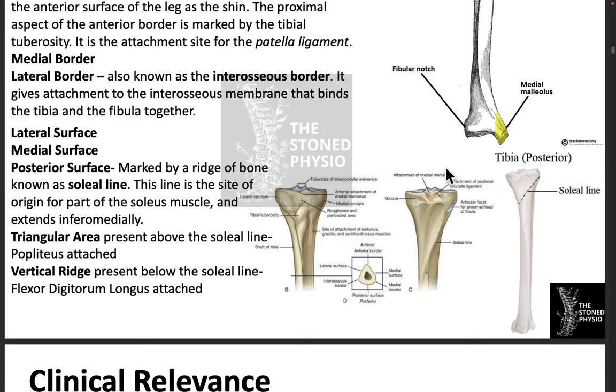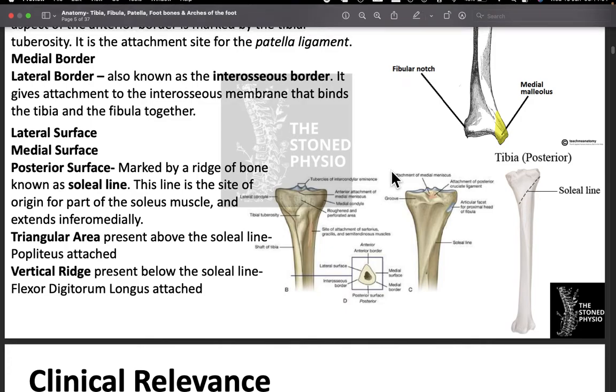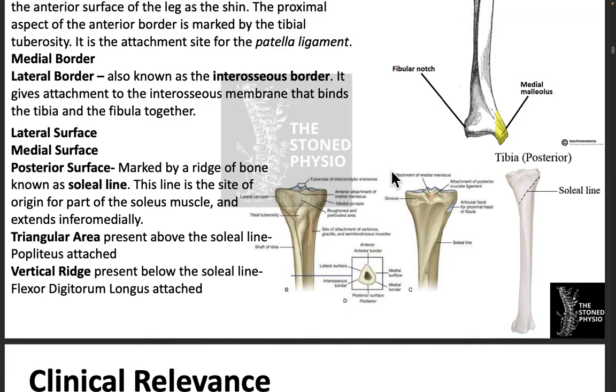ठीक है तो हमने plantaris भी देख लिया. Plantaris has its attachment on the lateral condyle and also the popliteus has its attachment on the lateral condyle, which provides knee joint unlocking. ठीक है, knee unlocking में function करता है. Along with that we can see we've got another line on the posterior part, that is the vertical ridge. ठीक है, we have got this triangular area made by the soleal line, and again we can see this vertical ridge, and that provides this vertical line just below the soleal line.